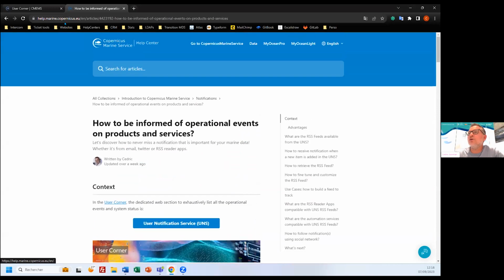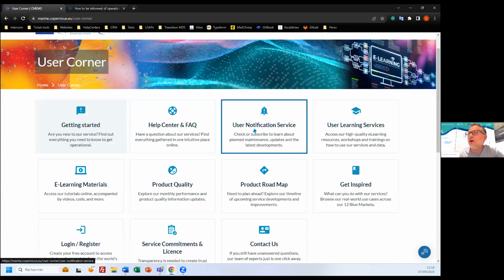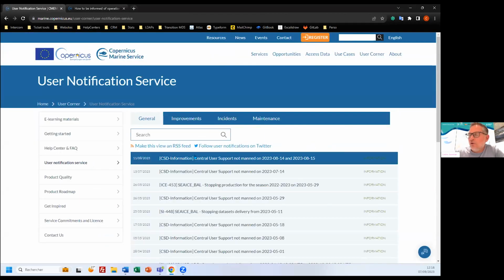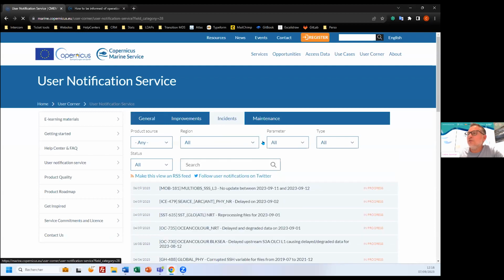So I come back to the user corner. So this is the section I referred before. In this one, you will find all the operational events regarding the products and the services. There are 4 different sections. So general, improvement, incident, and maintenance. And for each section, you can build your own RSS feed using the filters available.